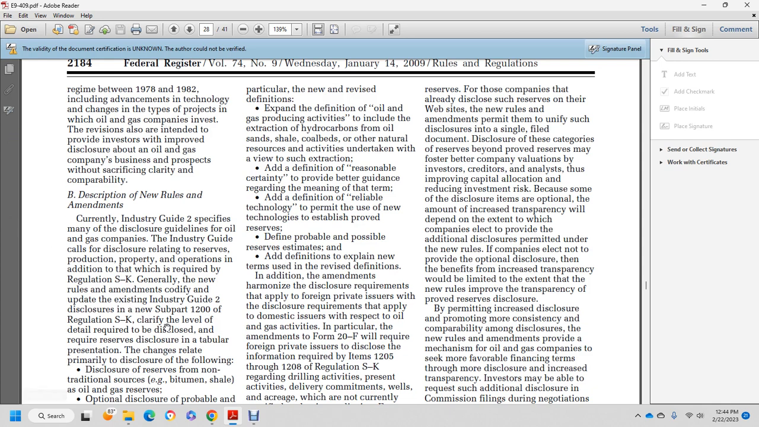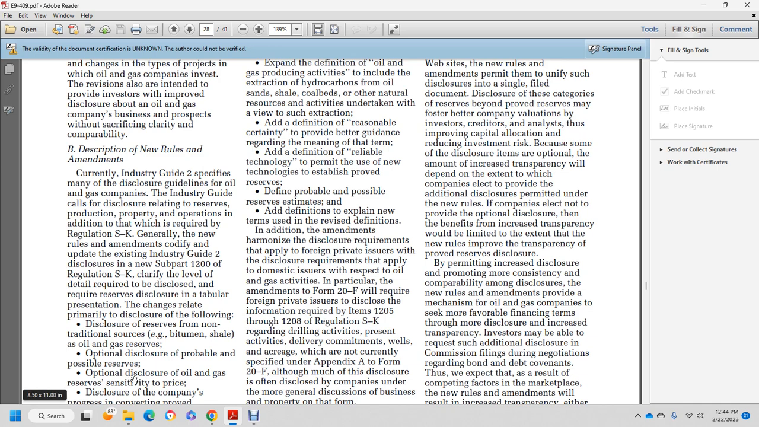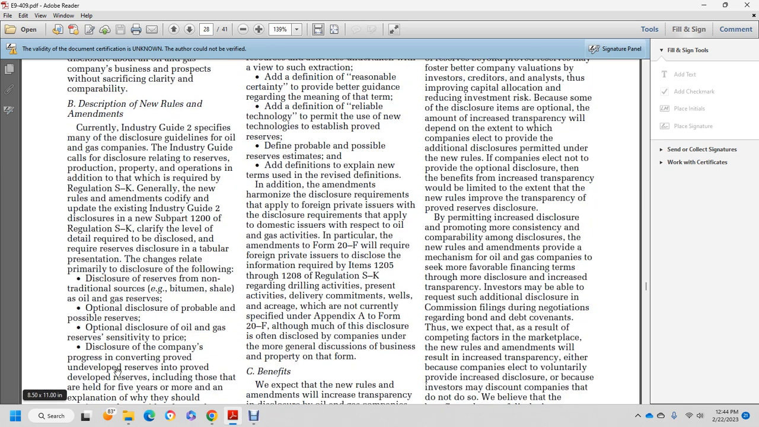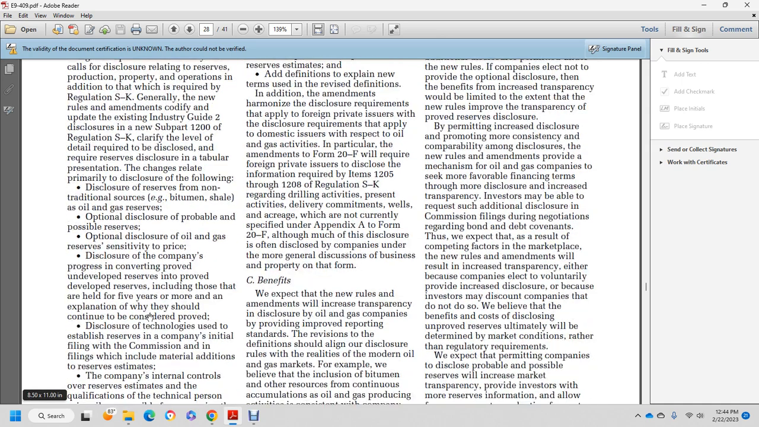Level of detail required in the disclosure of reserves, from tables or presentation, relates primarily to disclosure of the following: reserves from non-traditional sources as oil and gas reserves; optional disclosure of probable and possible reserves; optional disclosure of oil and gas reserve sensitivity; private disclosure for the company; and the conversion of proved undeveloped reserves, including those held for five years or more, with an explanation of why they should continue to be considered proved.